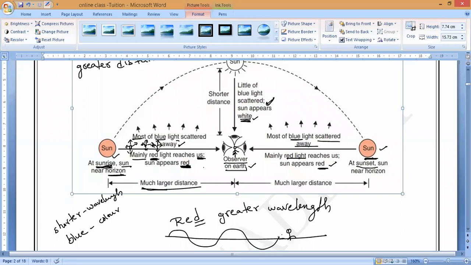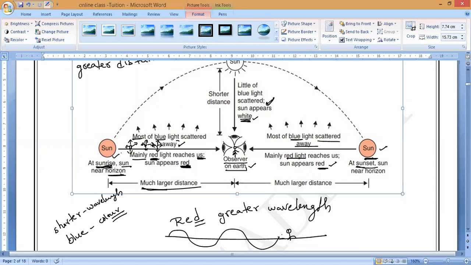So the light reaching us directly during sunrise as well as during sunset, both situations, travels a greater distance. Because of the very long journey of light, most of the shorter wavelength light is scattered away by the atmosphere. Which light will reach us? It is mainly the longer wavelength, red light that reaches the observer. So the sun appears to be red in color.